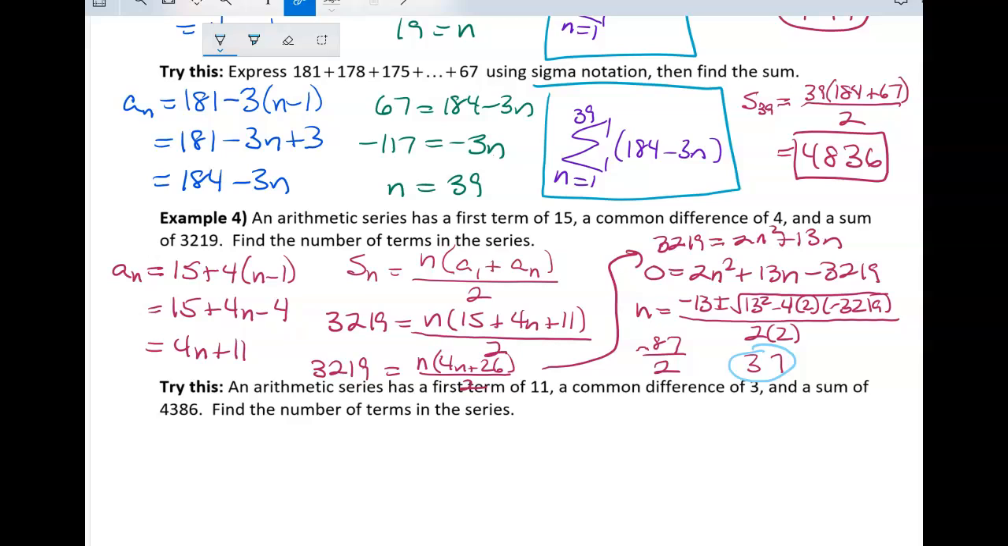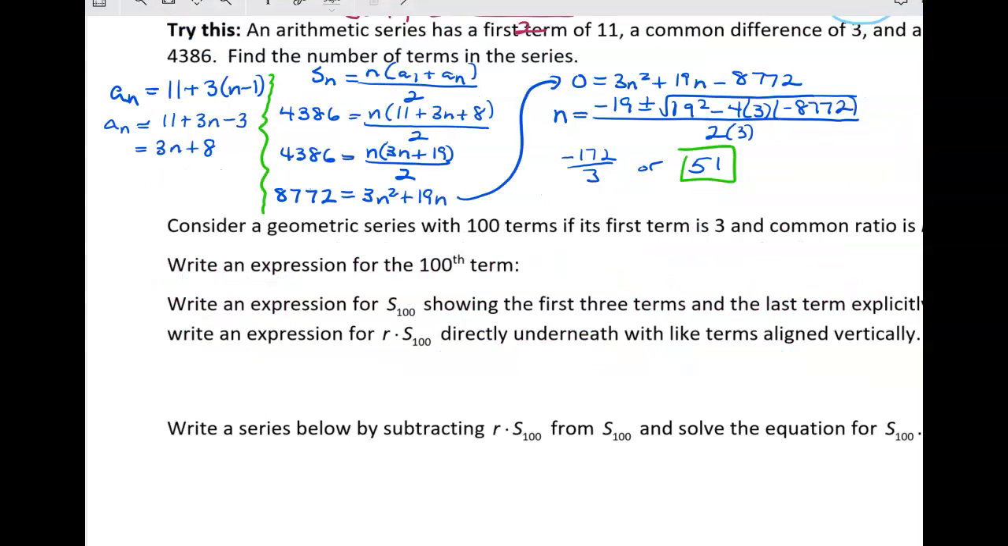All right, you can try the one below on your own. All right, for this one, we should have found that there are 51 terms in the series. I do want to point something out. This requires a little different method, since in this step right here that I just highlighted, those numbers 33 and 19 are not divisible by 2, so instead I multiplied both sides of the equation by 2 to clear that fraction. All right, now let's move on to geometric series.